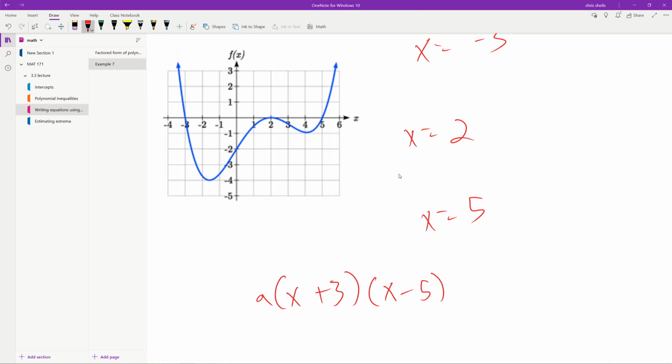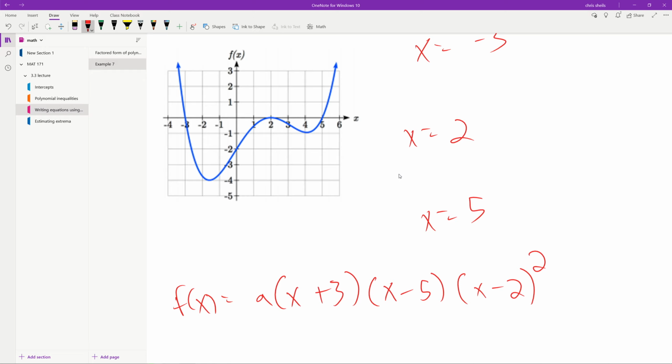At x equals 2, the graph bounces off of the intercept. This suggests that my corresponding factor of this polynomial is probably degree 2. So this is probably quadratic. So the factor x minus 2 is probably being squared. So this is what this polynomial looks like.